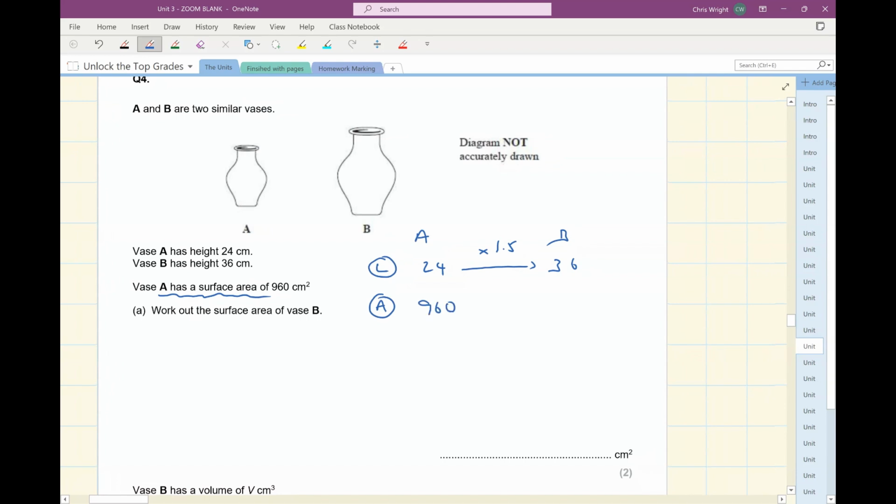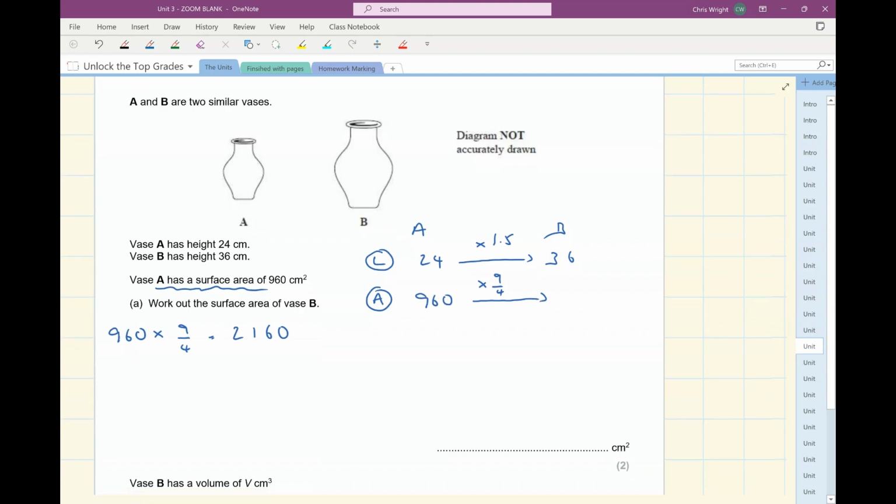Work out the surface area of vase B. Well, if the linear scale factor is 1.5, then the area scale factor is 1.5 squared, 9/4. So to work out the surface area of vase B, I'm simply going to do 960, the surface area of vase A, multiplied by the scale factor, giving me an answer of 2,160 square centimeters for the surface area of vase B.